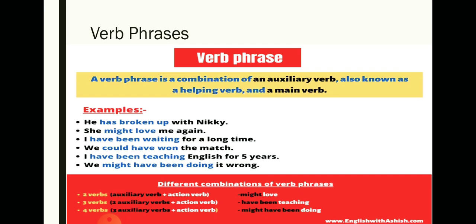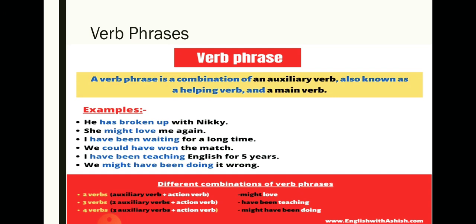Okay, and I have been teaching again. I have been teaching, have and been plus teaching. Teach is the main verb. So three verbs are there, and four verbs in the sentence, we might have been doing. Okay, that's a long one. So four verbs, the three auxiliary verbs plus one action verb or the main verb in the sentence.